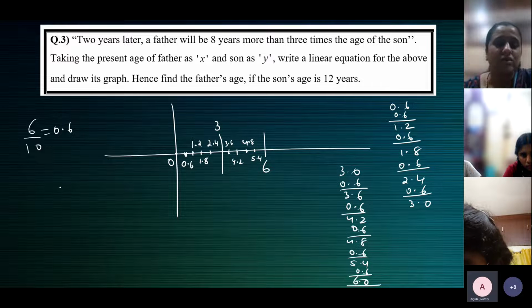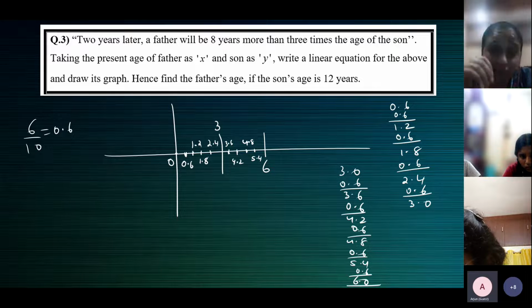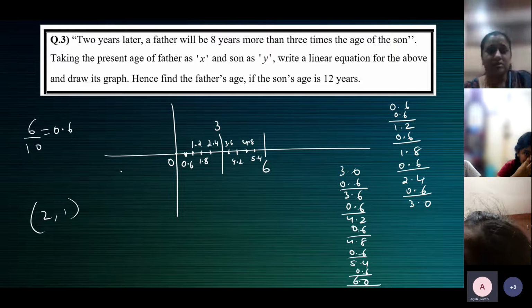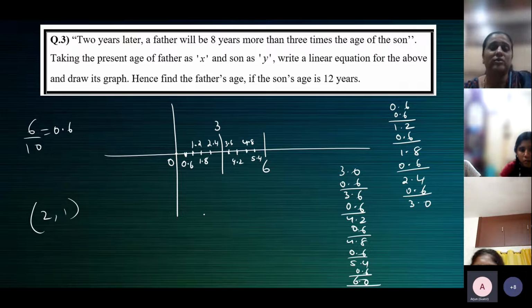Now, supposing you have, I'm just telling you the difficulties which we may come across when we take a scale like this. Supposing you'll have to plot 2, 1, just for example. Where is 2 here? You don't find 2 at all, because when you have taken the scale as 1 centimeter is equal to 6 units, you don't find 2 here.